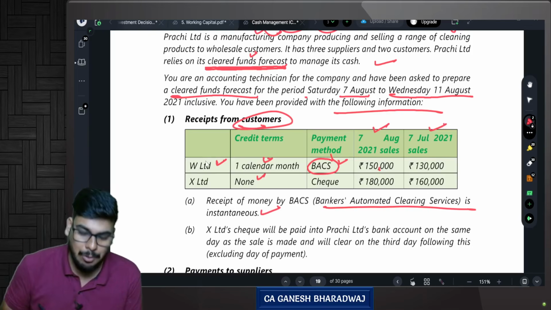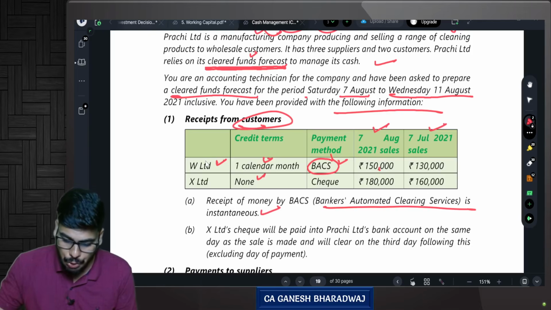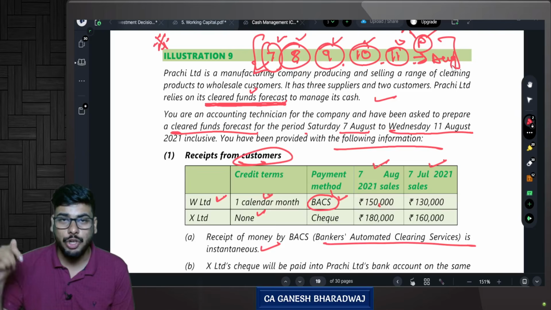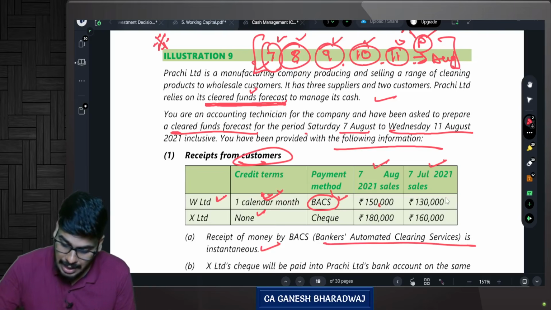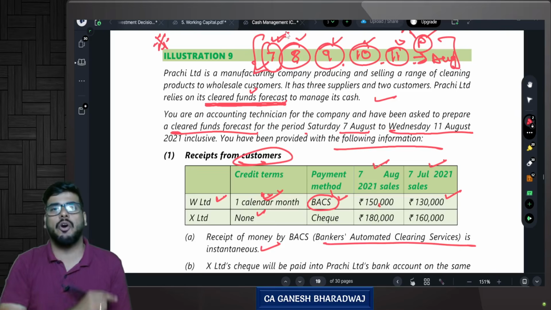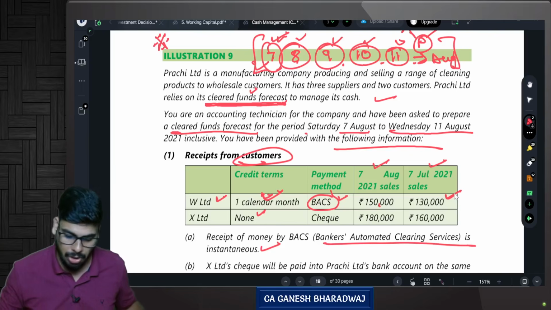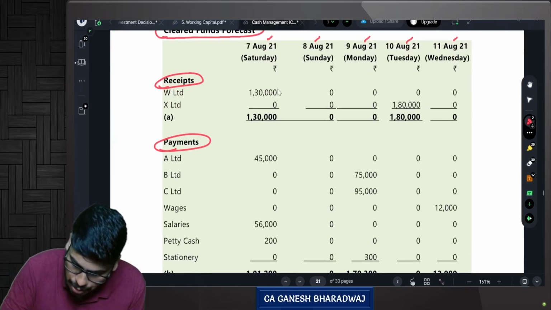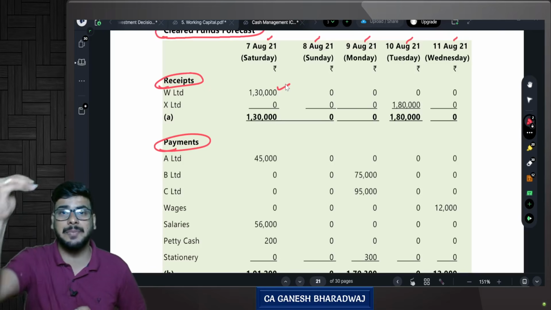Now, for W Limited, you tell me, 1 month credit period we have. I am preparing the budget only for 7th, 8th, 9th, 10th, 11th of August, correct? Now, during this period, you tell me which is the amount that I will be receiving. They have 1 month credit period. So basically, this 1,30,000 of sales made 1 month before, I will be receiving it on 7th of August. Correct or not? So basically, we can immediately go to this statement and fill this up. W Limited on 7th August, you receive how much? 1,30,000 rupees. Are you clear with this? Fill it up then and there.